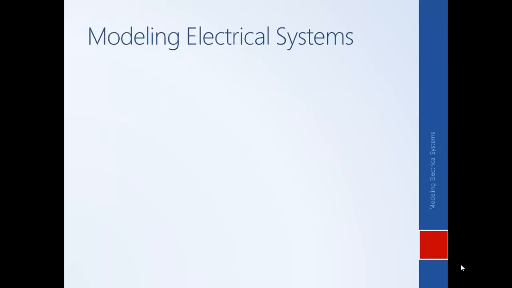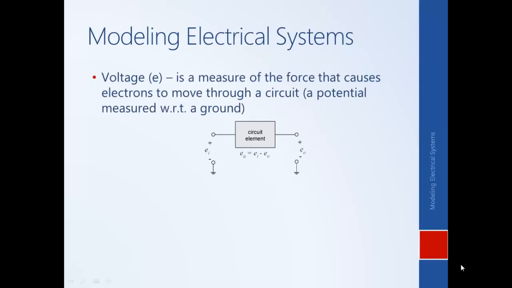Two quantities that are very important for understanding electrical systems are voltage and current. So voltage is a measure of the force that causes electrons to move through a circuit. We will use the letter E to represent voltage, representing sort of a mechanical interpretation of voltage, i.e. it is also called the electromotive force. And so in one sense you can think of voltage as the relative strength of an electric force field that causes electrons to move through a circuit, either repelling or attracting the electrons.